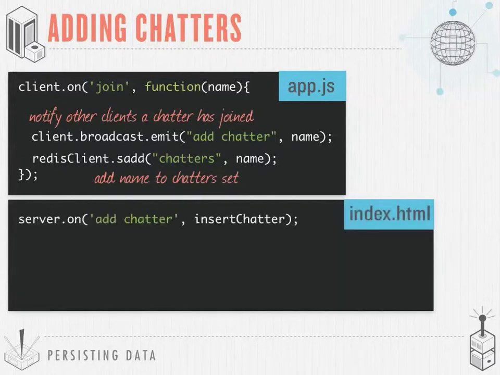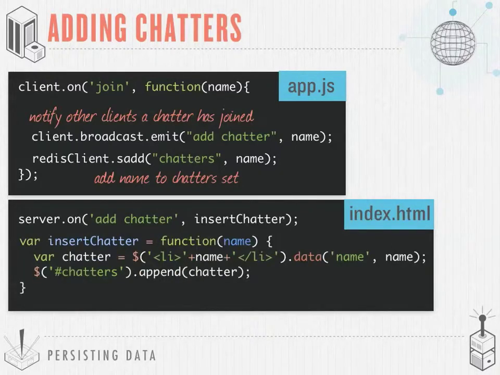Then we'll go back to our client, and we're going to add a new listener on that add chatter event that we added in the server. And when that event gets emitted, we're going to call the insert chatter function defined here. The insert chatter function just creates a new list item with the name, and it appends it to the chatters unordered list in the DOM.